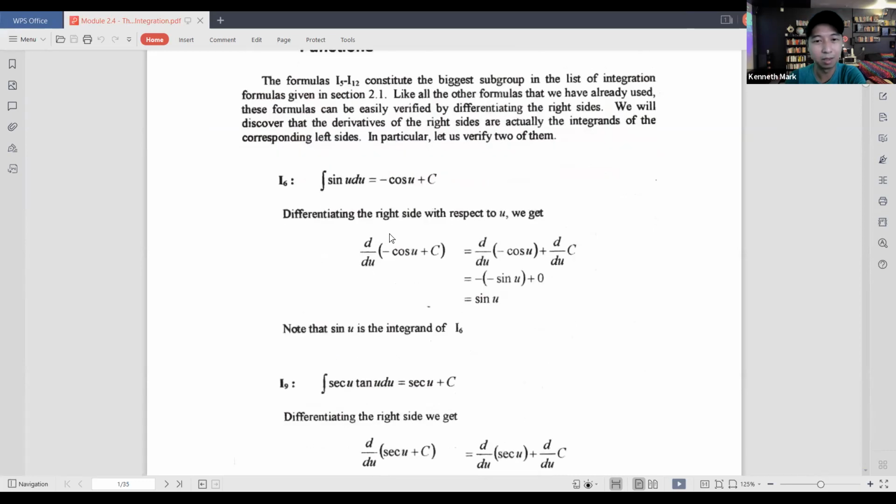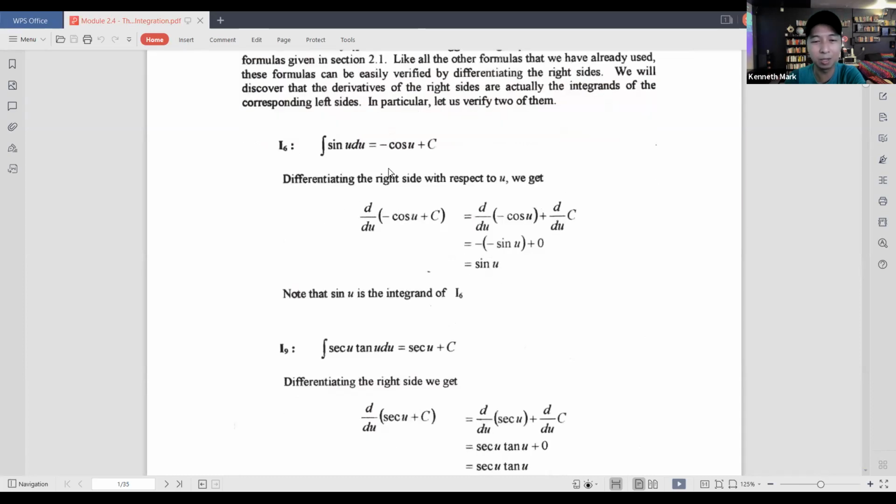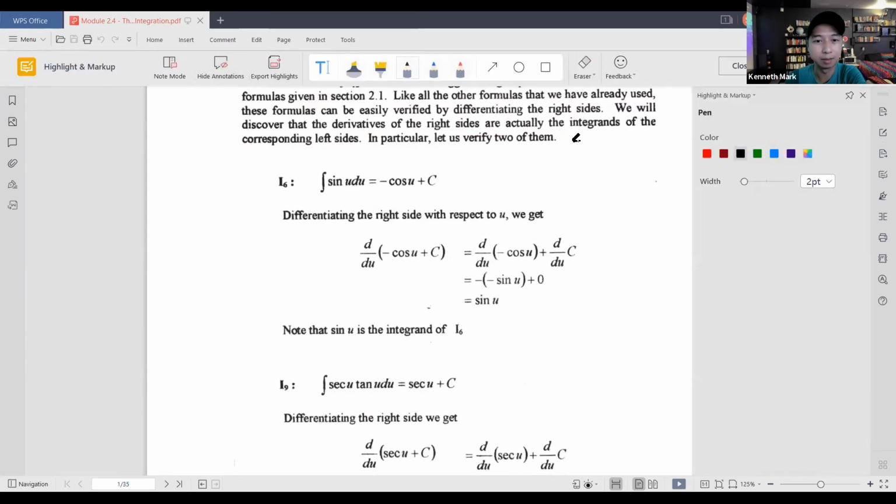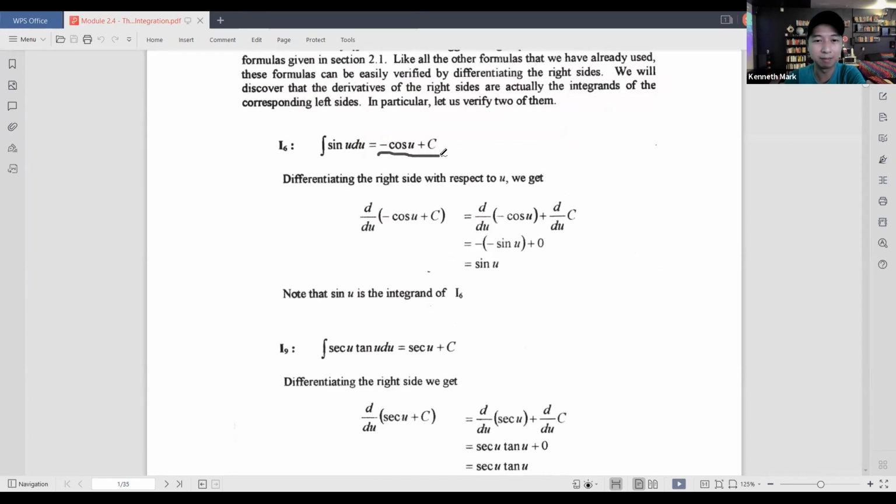Okay. So here we have the integral of sine u du, which is equal to negative cosine u plus c. So for our proof here, we just need, okay, ano lang yung kailangan natin dito, i-derive lang natin yung right side nila. Okay, and yung result dapat dito is yung integrand ng integral dito. So for this case, for the integral of sine u du, which is equal to negative cosine u plus c. So and we just need to derive this one. Derive natin to.